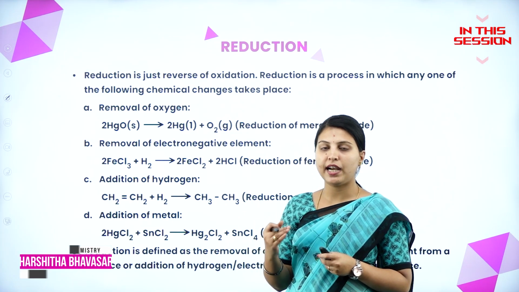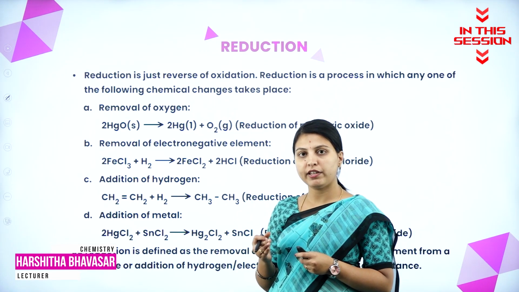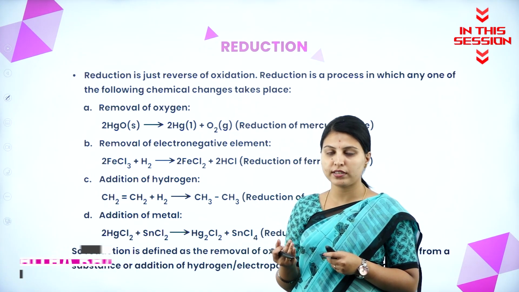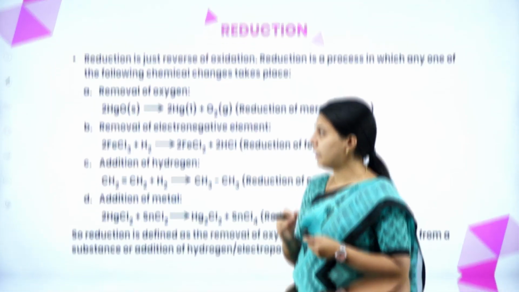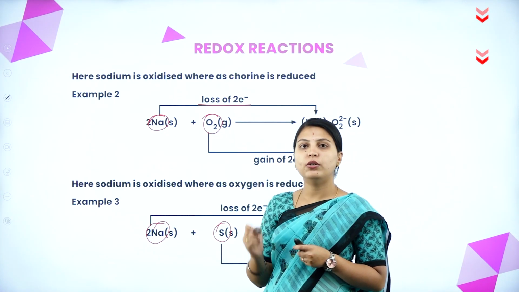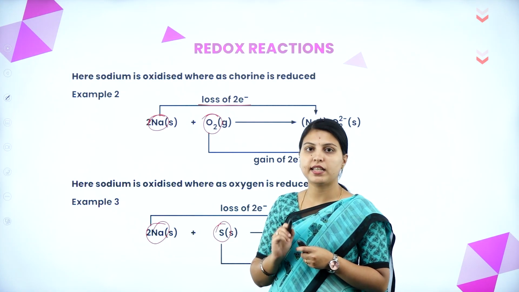What are all the processes you have seen now? Those 4 processes: addition of oxygen, removal of hydrogen, addition of electronegative element, removal of electropositive element. These are the 4 ways to understand oxidation. Usually metals will lose electrons. So, everywhere if you observe, metals are present.